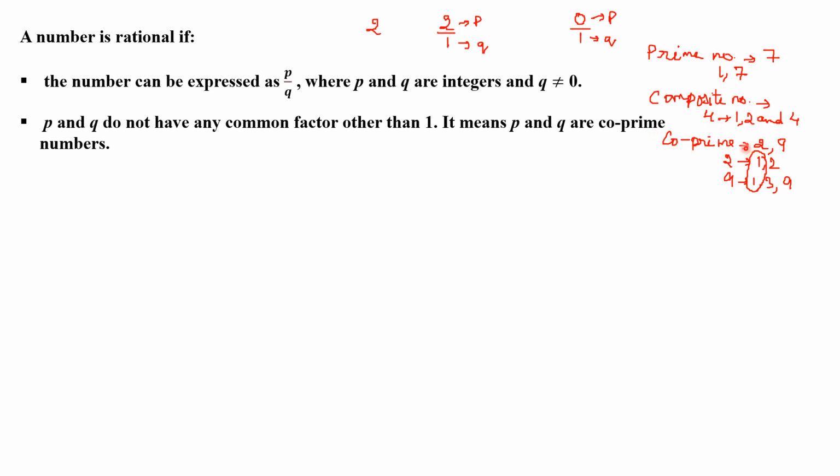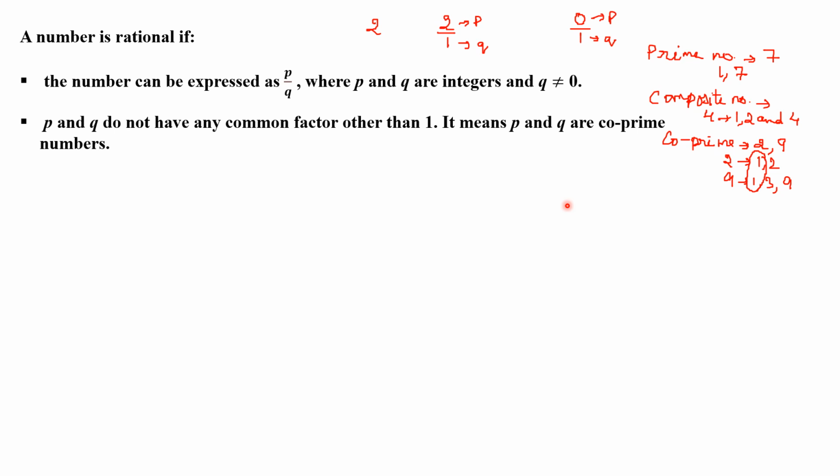Next is a co-prime number. We can say two numbers are co-prime if the common factor is 1. I have taken the number 2, and the factors of 2 are 1 and 2. I have taken another number 9 and the factors are 1, 3 and 9. And I can see the common factor is 1. Common factor means the factor which is present in both the numbers, and that is 1. So they are co-prime numbers. So hope it is clear now what is a rational number, what is a prime number, what is a composite number, what is a co-prime number.